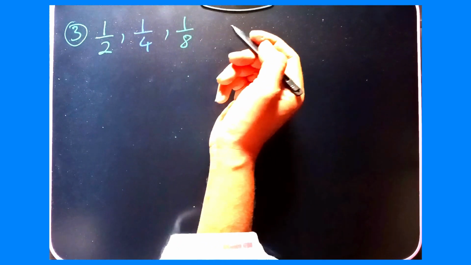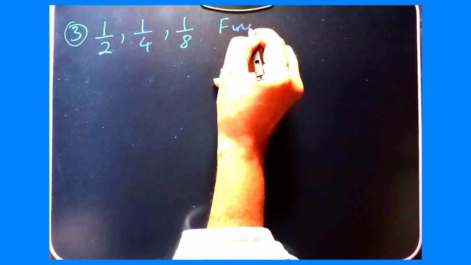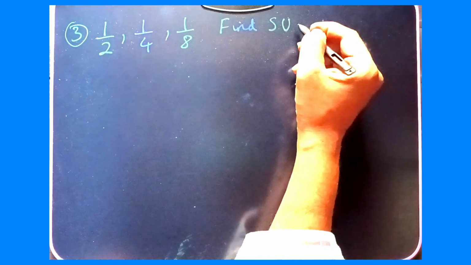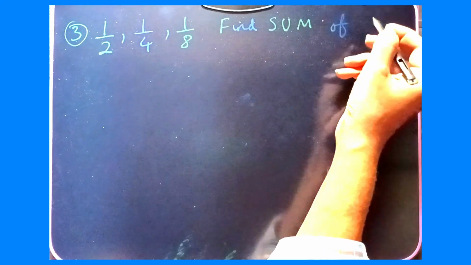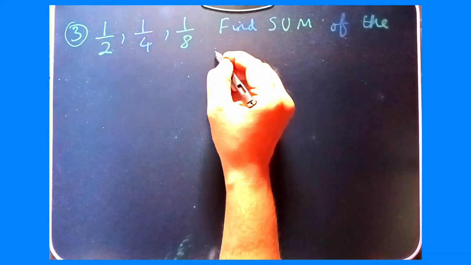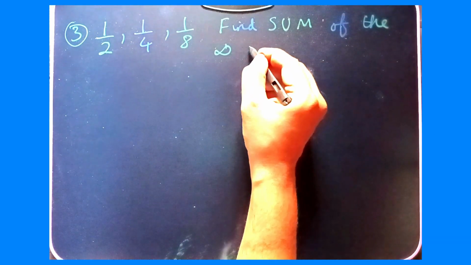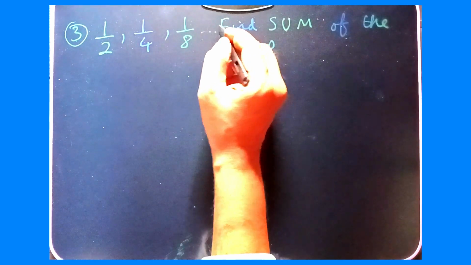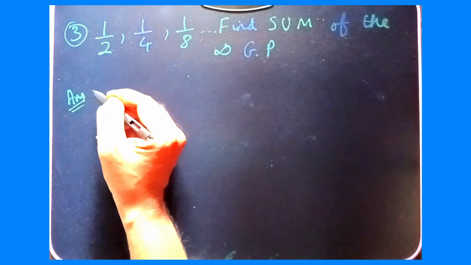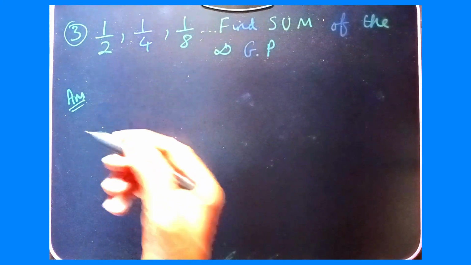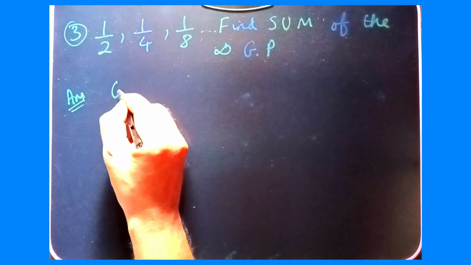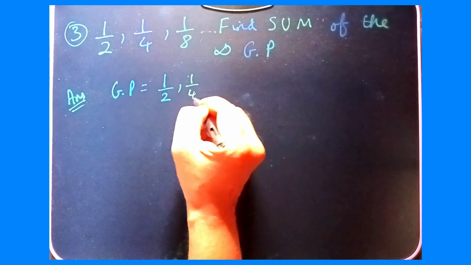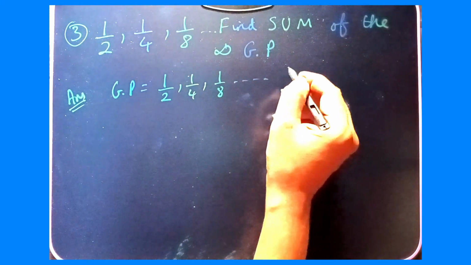It is asked here, what is asked? Find the sum of the infinite geometric progression, and this is the geometric progression, infinite. Okay, I'm going to solve it. You try to solve it yourself before looking into the solution. So the geometric progression is given as 1 by 2, 1 by 4, 1 by 8, all the way till infinity.